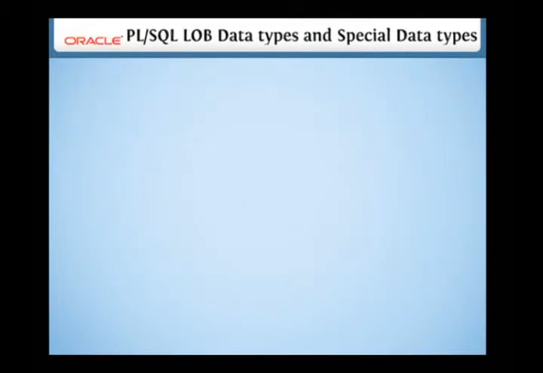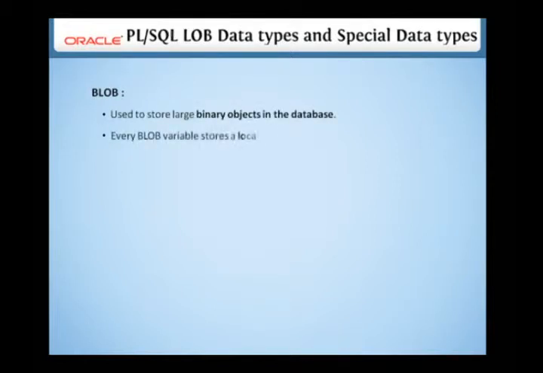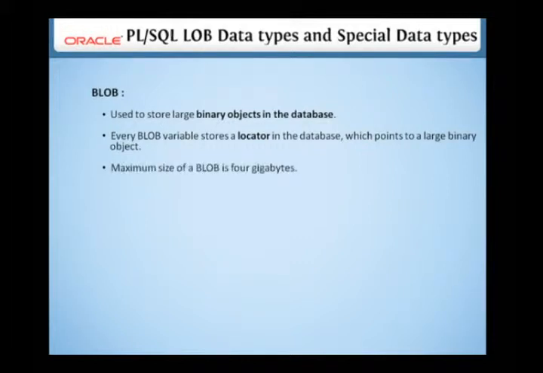Next we will see the data type blob. Blob data type is used to store large binary objects in the database. Every blob variable stores a locator in the database which points to a large binary object. The maximum size of a blob is 4 gigabytes. Blobs can be used in transactions, they are recoverable, and they can be duplicated.